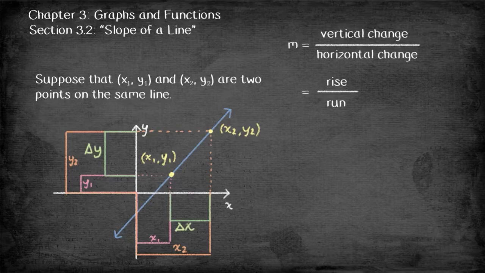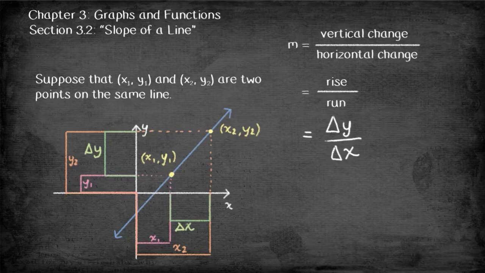And oftentimes in mathematics, when we have a delta next to a variable, it's read as the change in. So delta x means the change in x, and delta y means the change in y. Now, keeping in mind that the slope is given by the vertical change divided by the horizontal change, the equation of the slope would be delta y over delta x.